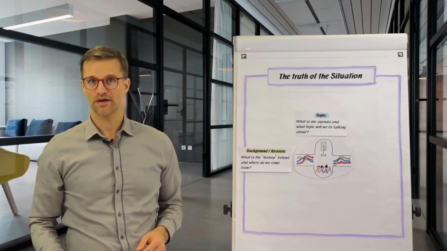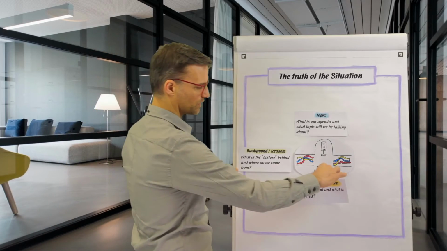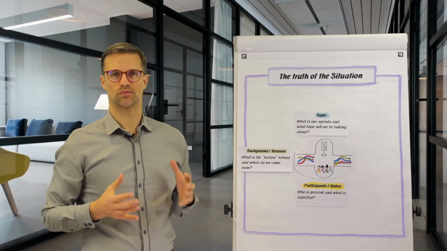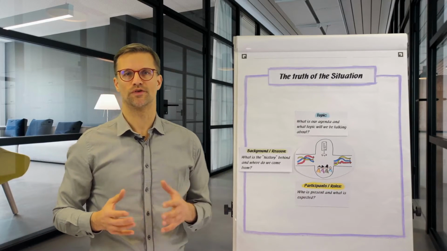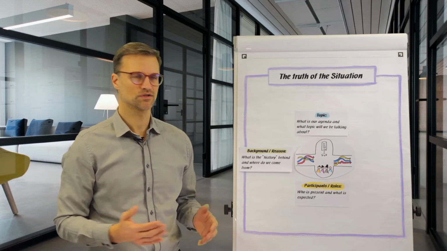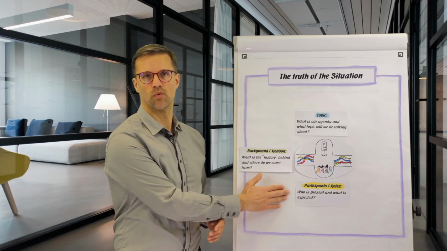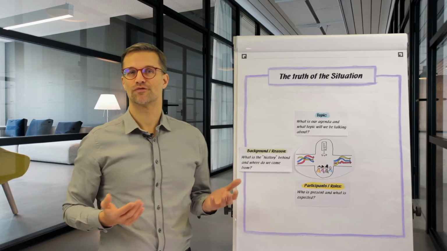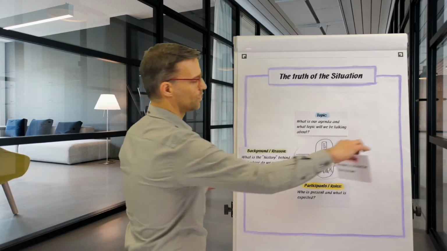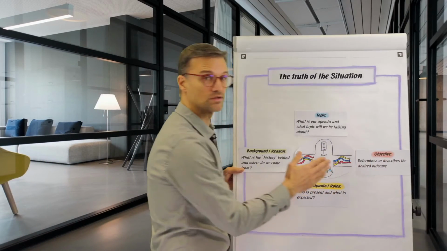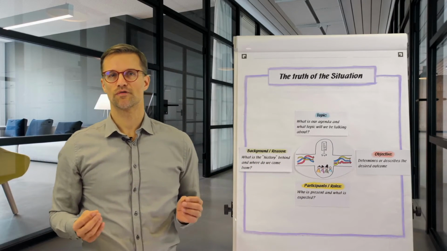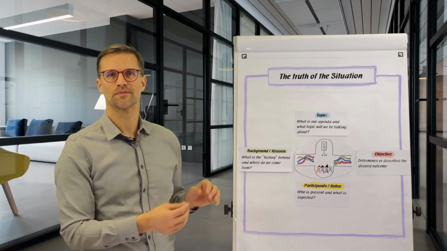The third part is called participants or roles and describes who is present and what is the role of each person and what is expected from each person. That means this part answers who is present and what is expected. The final part is called objective and describes the desired outcome.